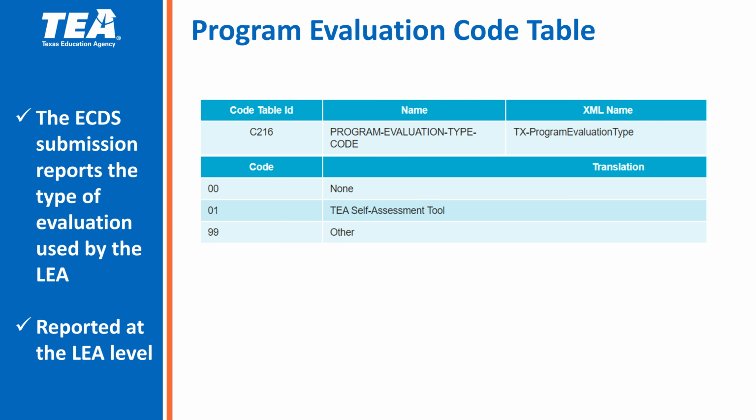Code 00 if your district or charter did not complete any program evaluation. Code 01 if your district or charter used TEA's pre-kindergarten self-assessment tool, either the online version or the downloadable version. Or code 99 if your district or charter used a different program evaluation tool.